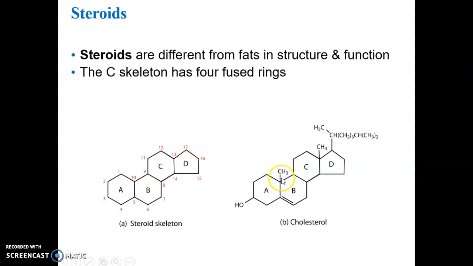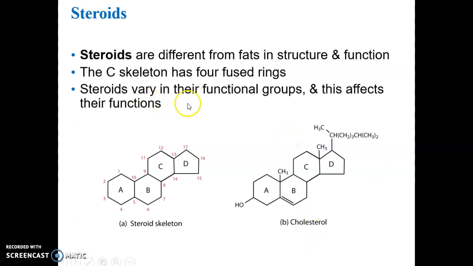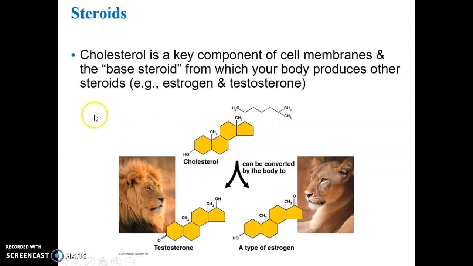And depending on what these functional groups are, that changes the chemical characteristic of the basic steroid. For example, this is cholesterol. So the steroids vary in their functional groups, and that affects their chemical reactions and their functions and behaviors in the body. So cholesterol, for example, is a key component of cell membranes, and it's the base steroid from which your body will produce other types of steroids like estrogen or testosterone.